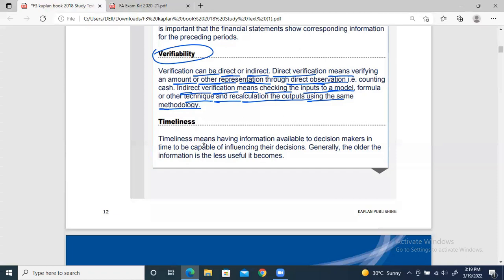So this is verifiability. Now, the third thing over here is timeliness. Timeliness means having information available to decision makers in time to be capable of influencing their decision, right? Let's say a share price went up, right? So basically, we should be able to give the information to the users, the shareholders, on a very timely basis.